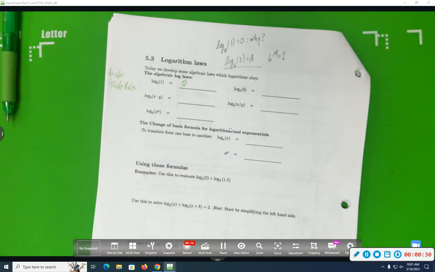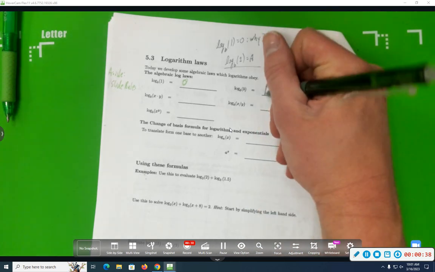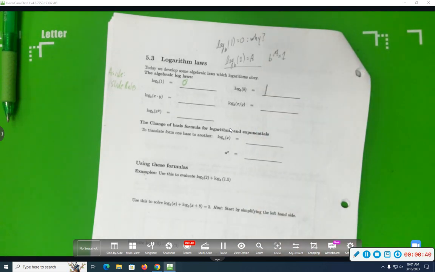Let's change that question only slightly. What's the log base B of B always equal to? Say louder. 1. Because you would ask yourself, what power do you need to raise B to get B? And well, B to the 1 is B, so that should be 1.